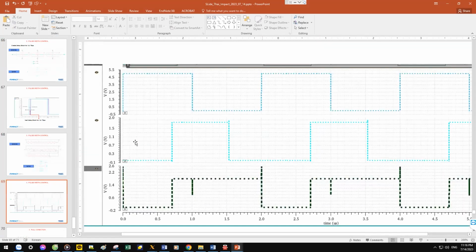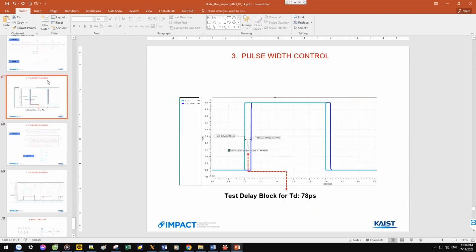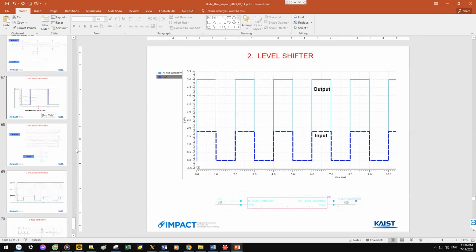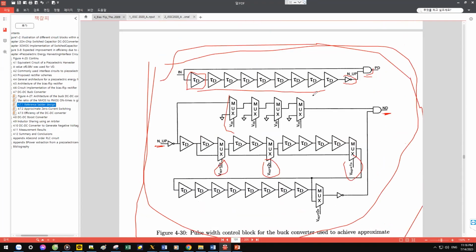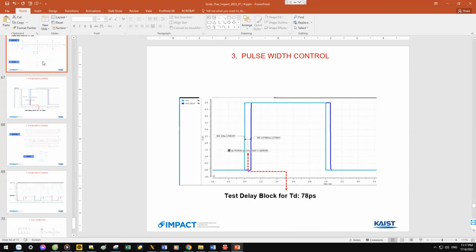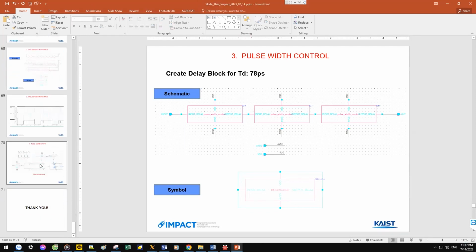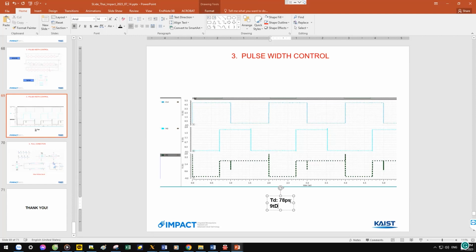Yes, so because it is 9 TD. I make the delay block with the TD. Like I calculate the TD with 78. So here TD is equal to 9 TD, right? Yes. So here, calculate TD is 78. 1 TD is 78. Yeah. So 9 TD will be how much? More than 700. Let me check it. 700.